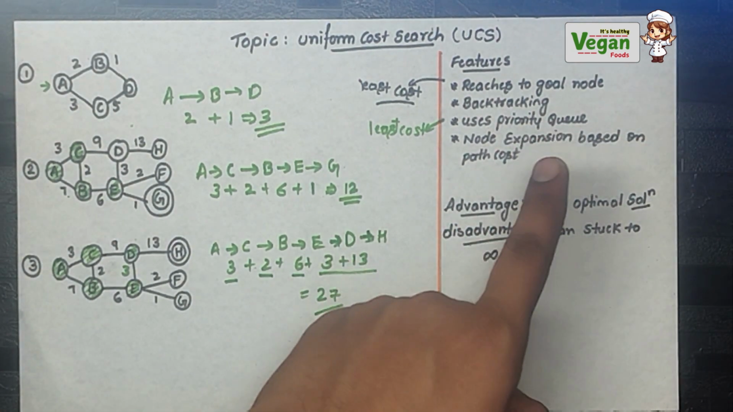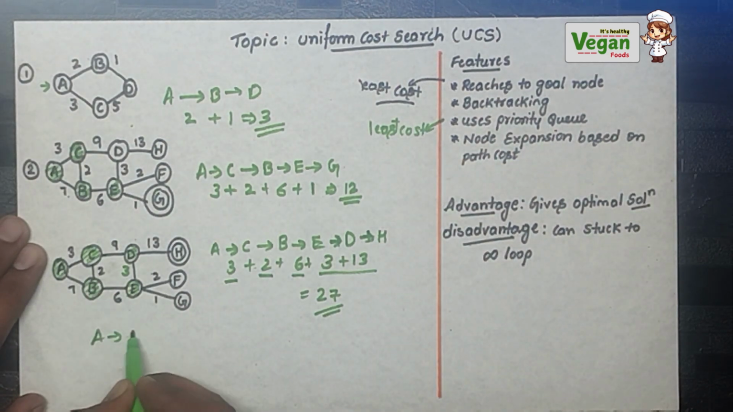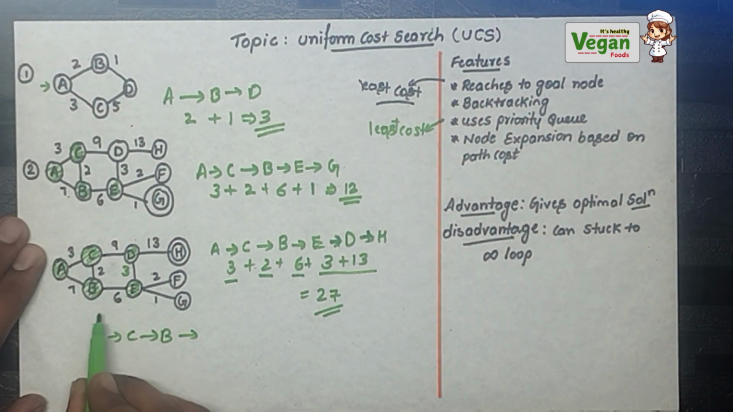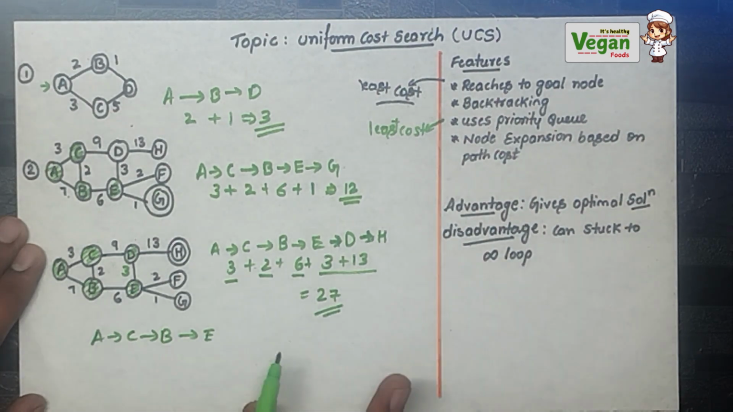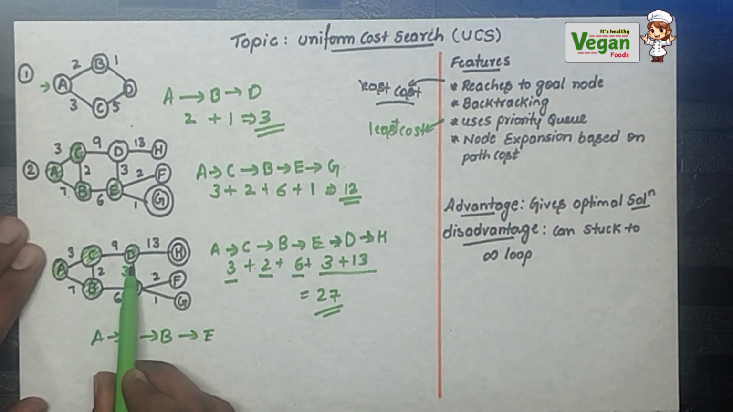I said backtracking. If we do the backtracking, that will be the perfect answer. So let's do it using backtracking. From A to C it will be the same. From C to B also the same. From B to E also the same. Now from E, I wanted to go to H, so I chose D.